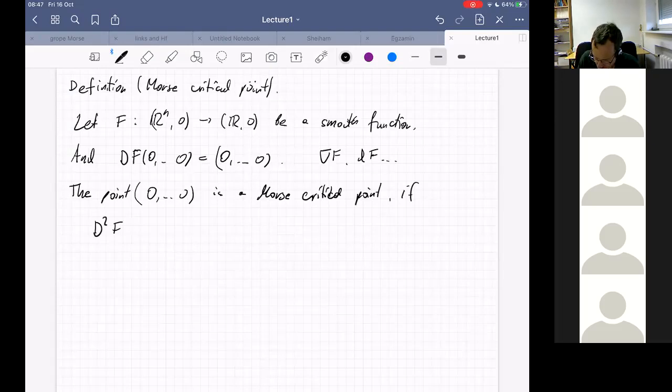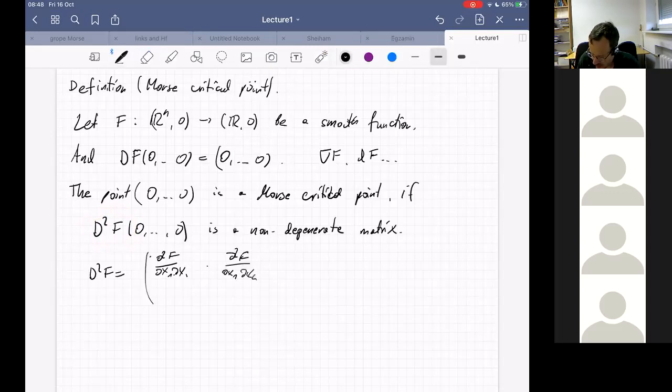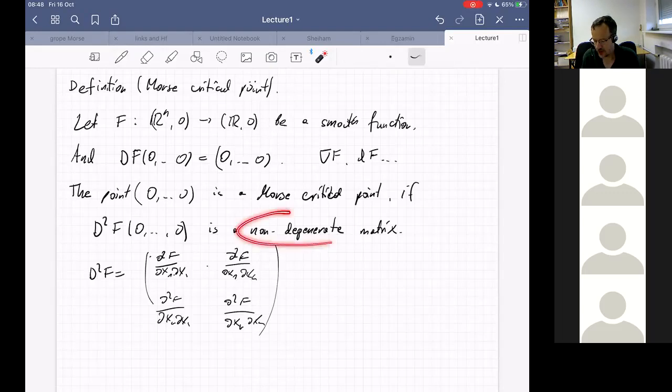d²f is a non-degenerate matrix. So what is this? Just to fix the notation, d²f is the matrix with entries ∂²f/∂x1∂x1 through ∂²f/∂x1∂xn in the first row, down to ∂²f/∂xn∂x1 through ∂²f/∂xn∂xn in the last row. So this matrix is a symmetric matrix of size n times n. So being non-degenerate means the determinant is non-zero. Okay, so this is the definition of the Morse critical point.